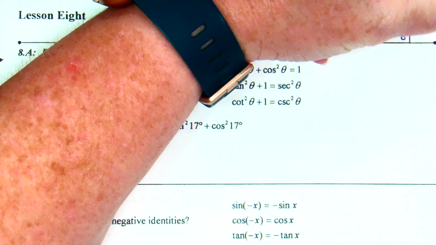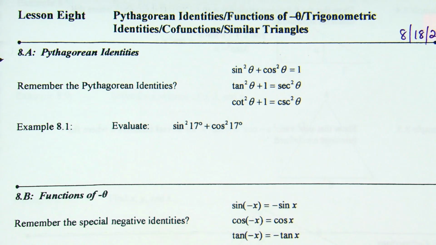Pythagorean identities. There's 3 of them. They still come into play, right? Probably the most common one is sine squared theta plus cosine squared theta equals 1. The other 2 are the ones that I always have to think a little bit harder about: tangent squared theta plus 1 equals secant squared, and cotangent squared plus 1 equals cosecant squared.